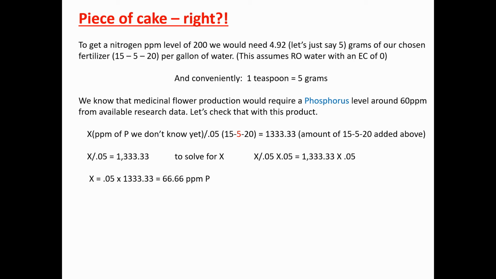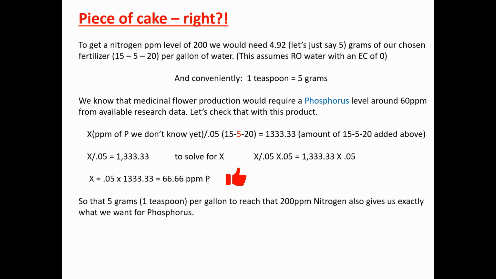And we can go right down the line and do that for any of the other nutrients, but we can see that this 15-5-20 fertilizer mix, when we make it up at 5 grams or 1 teaspoon per gallon, gives us exactly what we want for the 200 parts per million of nitrogen, but it also gives us the exact levels of phosphorus that we're looking at.